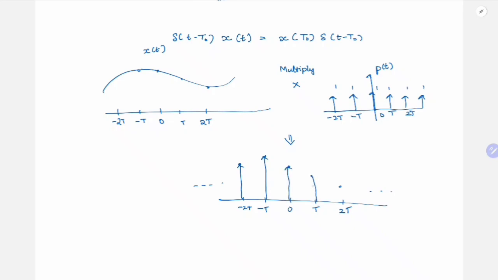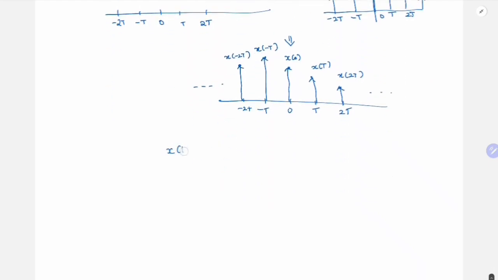So now you can see it is similar to getting the samples, right? This is what we wanted. We wanted to sample x of t at instants of time period T. And that is what we have got. So what will be these values? This will be x of 0. This will be x of T. This will be x of 2T. This will be x of minus T. x of minus 2T, and so on.